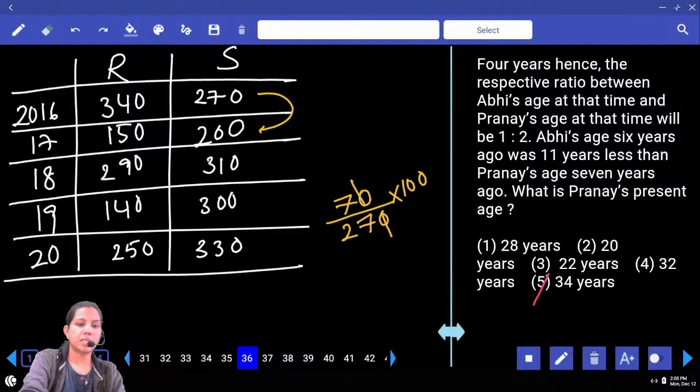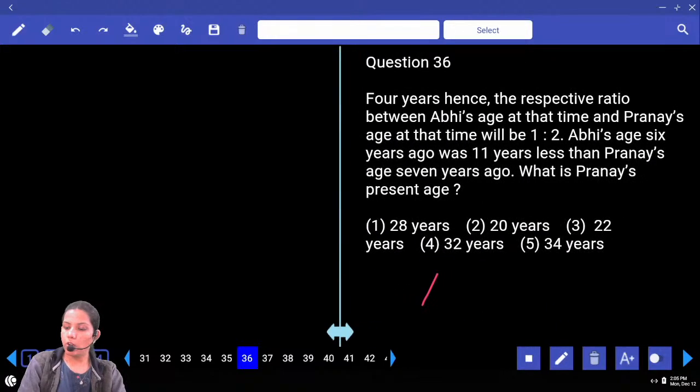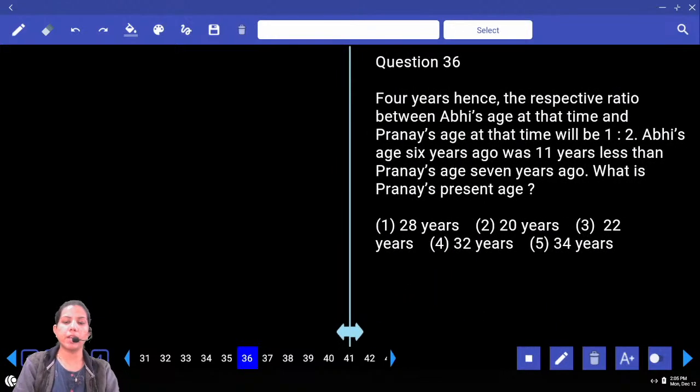Next, question number 36. 4 years hence, the respective ratio between Abhi's age at that time and Pranay's age at that time will be 1:2. After 4 years, the ratio is 1:2. Next, Abhi's age 6 years ago was 11 years less than Pranay's age 7 years ago. Then what is Pranay's present age? Abhi how many years ago? 6 years ago. Pranay how many years ago?